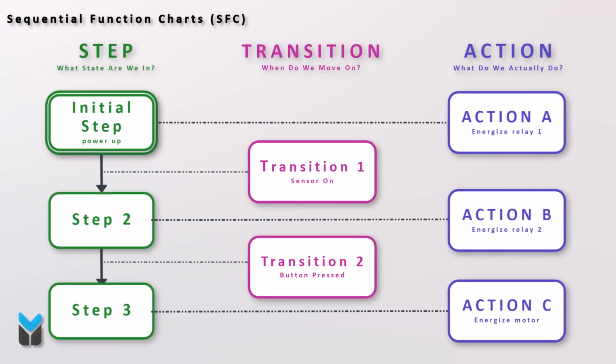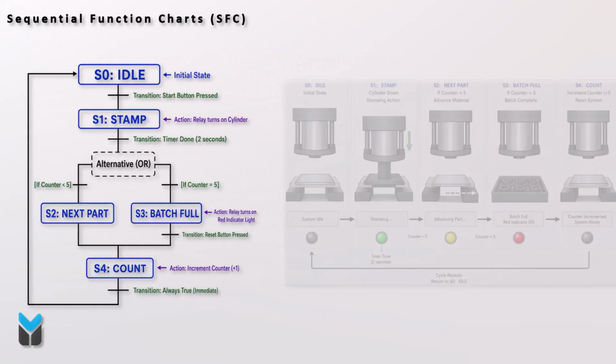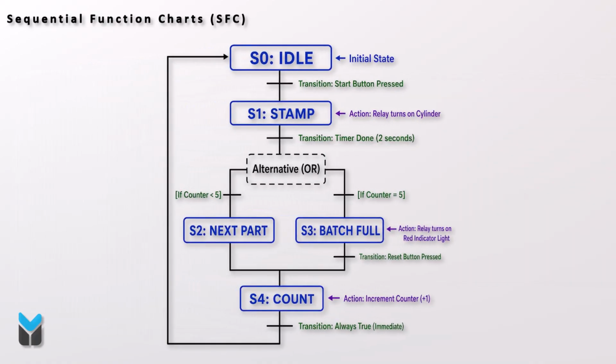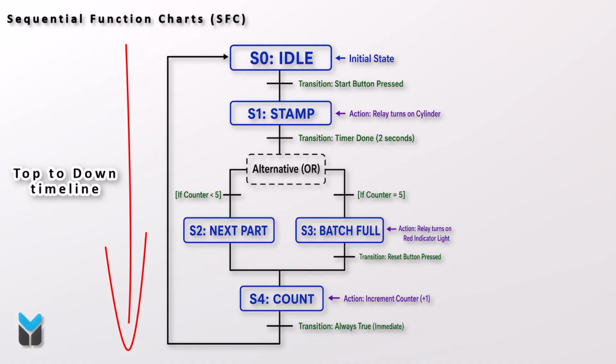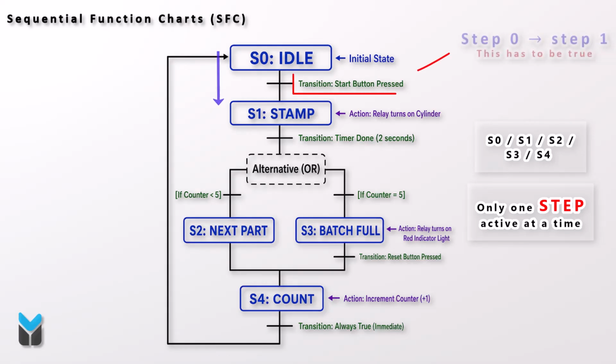turning on indicator lights. In this snippet, you can see a real SFC program for an automated date stamper machine. The system repeatedly stamps parts, counts each completed product, and stops automatically once the batch reaches 5 pieces. At its most basic level, SFC behaves like a top-down timeline. The program can execute only the actions inside the currently active step, and it cannot move beyond a transition line until the required condition underneath becomes true.